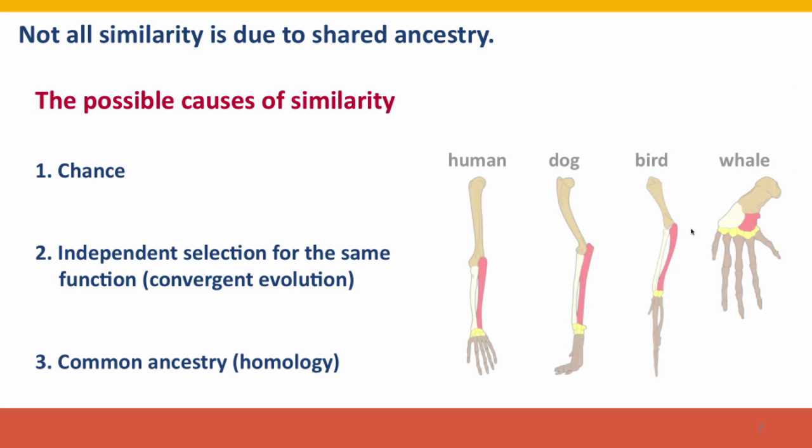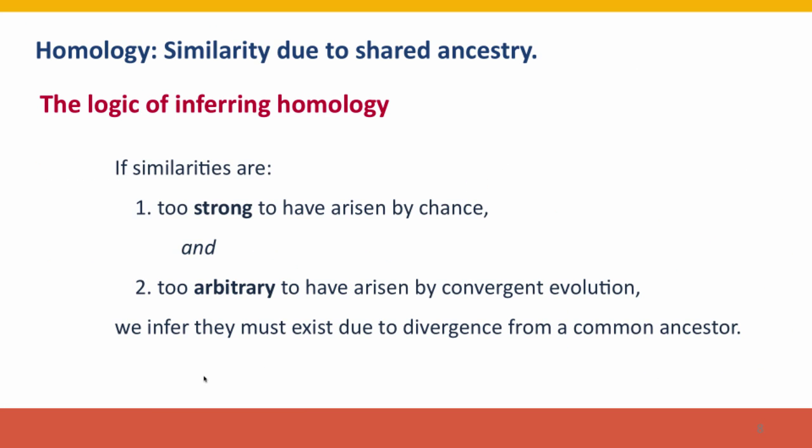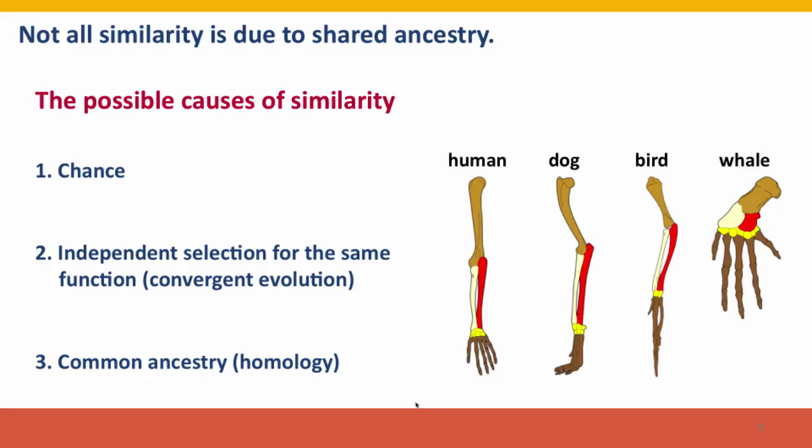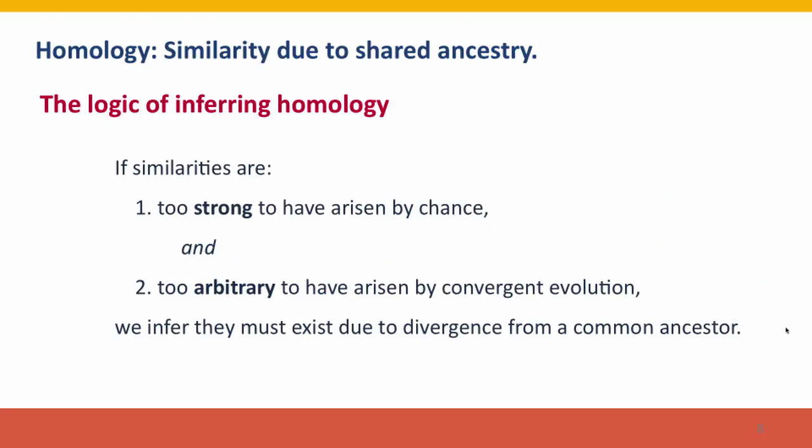Finally, similarity can be due to common ancestry, the kind of homology that I described in the previous slide. Now, how do we decide whether similarity is really due to shared ancestry? The answer is it's not always obvious, but usually we have a lot of other information.